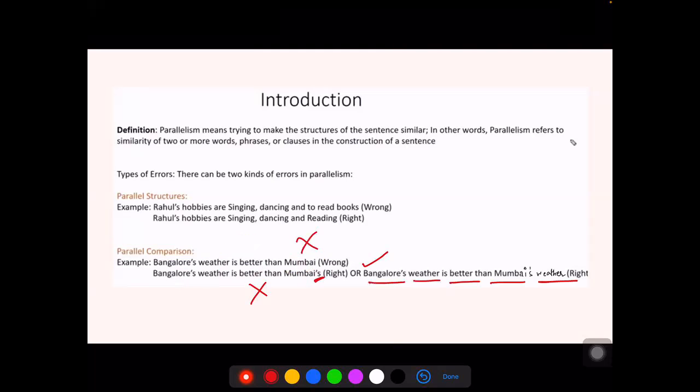If you don't want to use the word weather, then also it's okay. But you have to use possessive 's. If you want to use it, then also it's perfectly fine. So this is called the parallel structure and the parallel comparison.